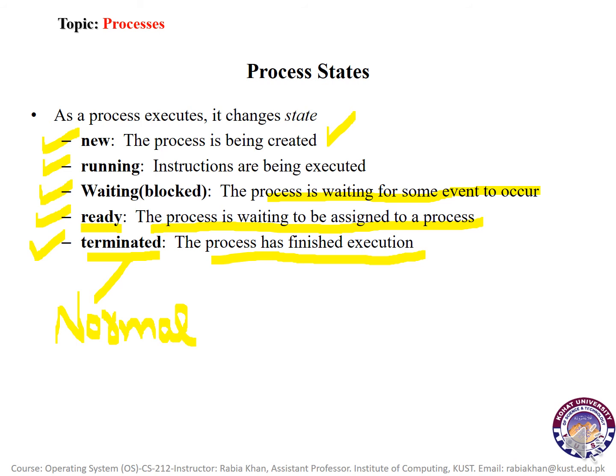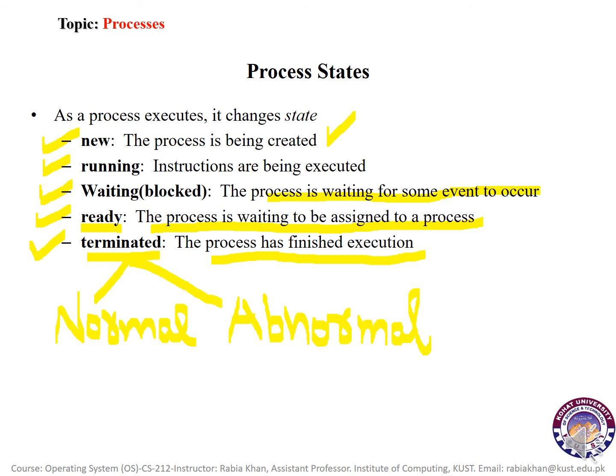There is another type of termination which we call abnormal termination, or we generally call it abort. Here, in some cases, a normally running process may reach some condition which may not be met at the time. So your process may respond abnormally.